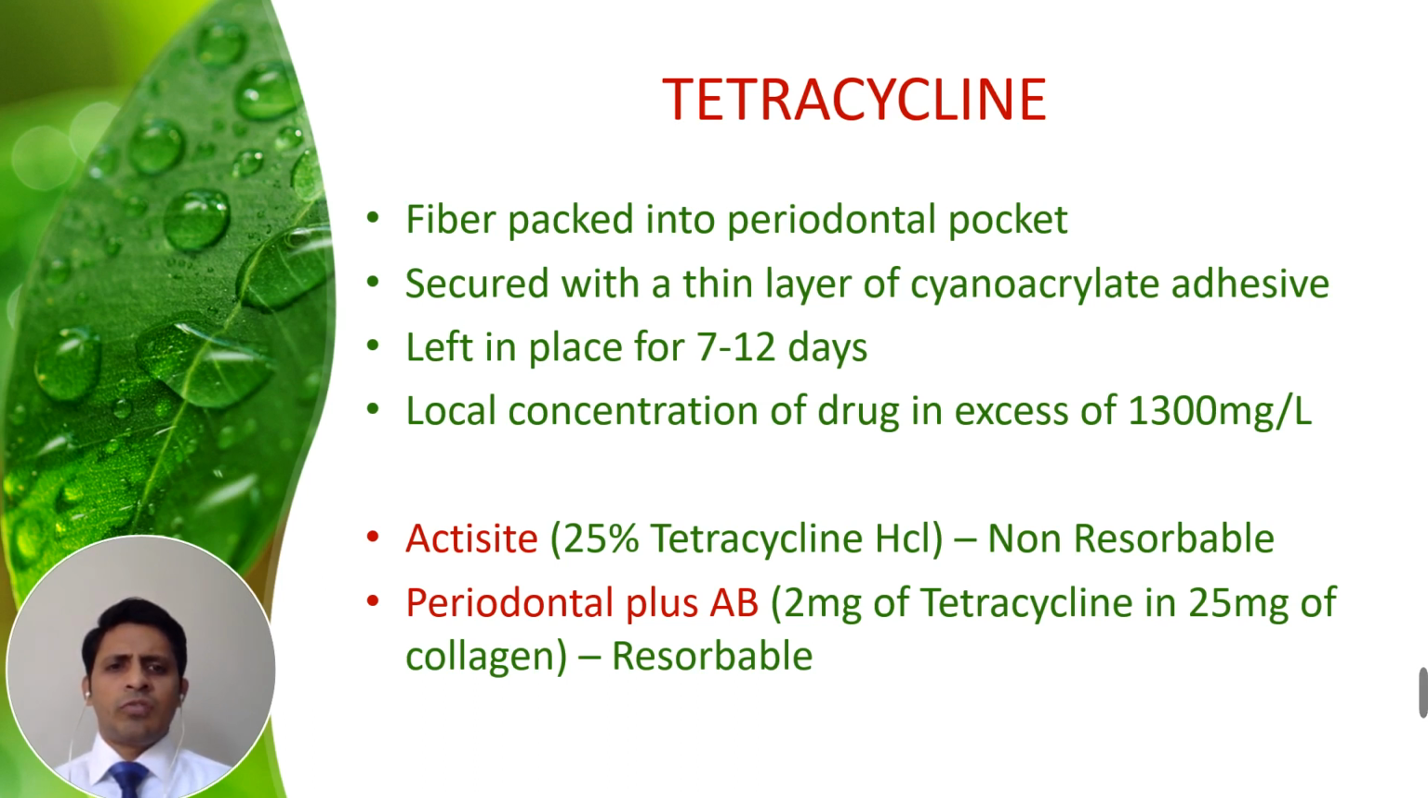Local concentration of drug in excess is of 1300 milligram per liter. The Acticite comes as non-resorbable fibers and it contains 25% tetracycline hydrochloride. And Periodontal Plus AB fibers contain 2 milligram of tetracycline in 25 milligram of collagen, and these are the resorbable fibers.